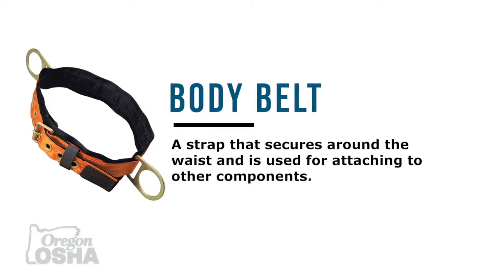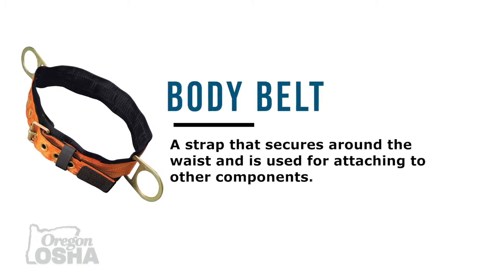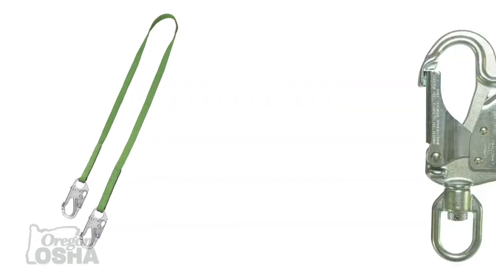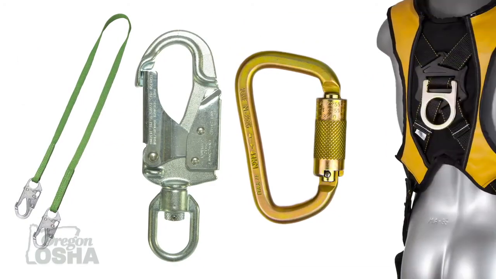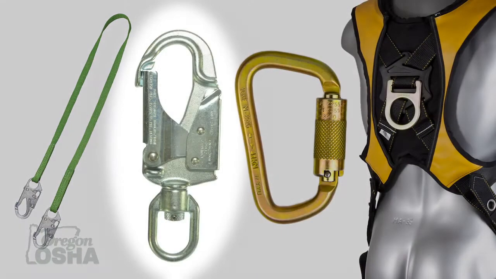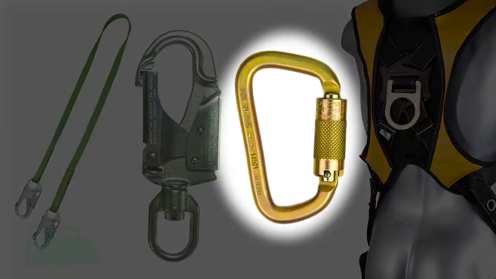Its use is more limited than a body harness and is only allowed in a positioning system or travel restraint systems. Next up are connecting devices. A connecting device is used to connect parts of a personal fall protection system together. Common examples include lanyards, snap hooks, D-rings, and carabiners.